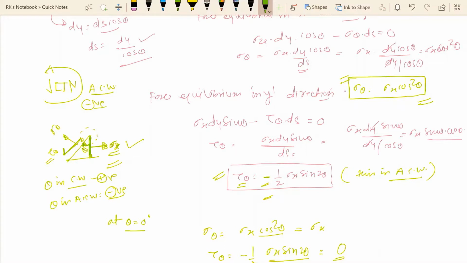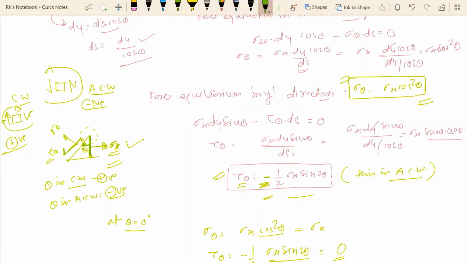And if the tau is trying to rotate the component in the clockwise direction, like this, so this pair of tau will try to rotate this component in the clockwise direction, then this type of shear stress is considered positive. In this case, we got tau in the anti-clockwise direction, which is trying to rotate this component in the anti-clockwise direction. So we can say this would be negative here. This is all about the stresses on an oblique plane in the case of direct stress only.